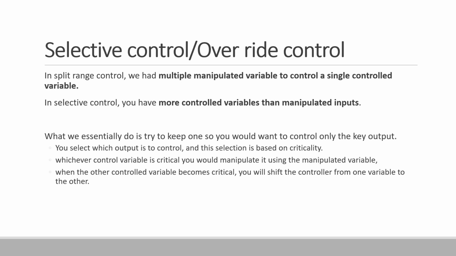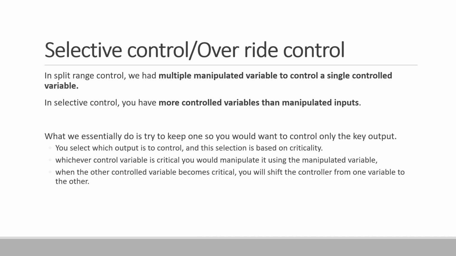Let's say we want to control temperature also, pressure also, temperature at some fixed point, say the temperature of the distillate and the temperature of the bottom, but we only have the feed input as the manipulated input. Then we can say that we have more controlled variables than manipulated inputs. In such a scenario, we need to select, out of the given five outputs that we want to control, which one is the most critical to us.